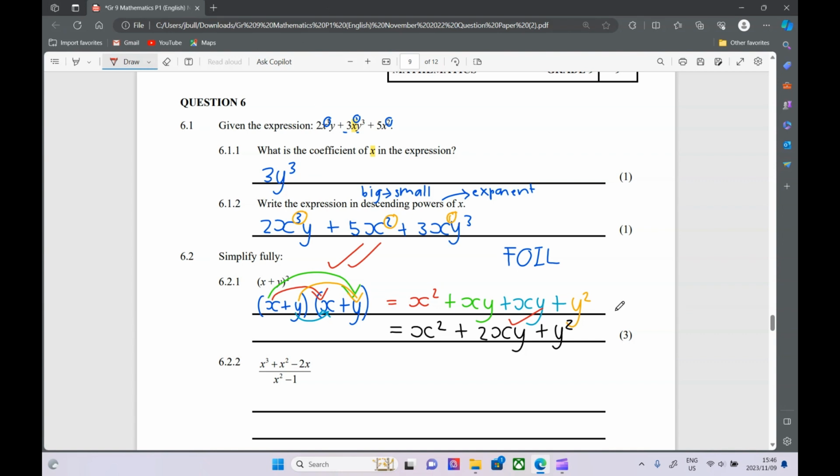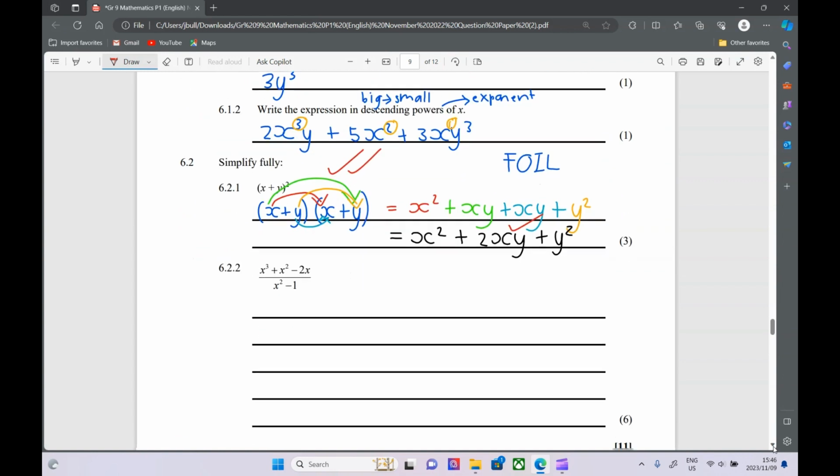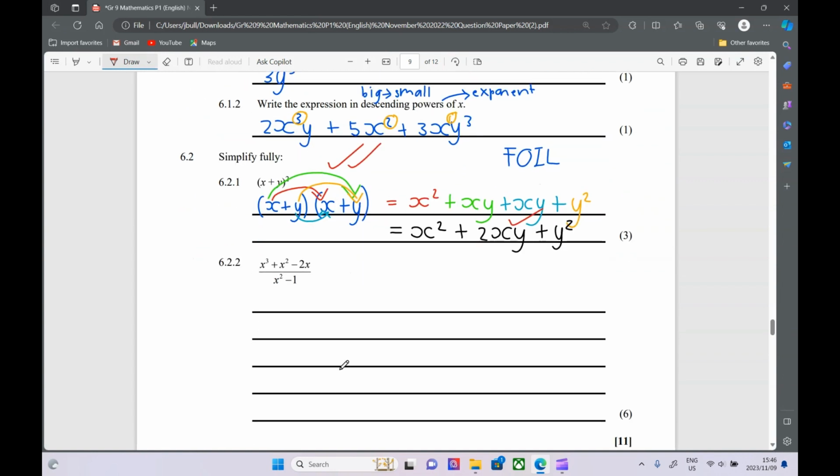Then 6.2.2 looks scary because of the fraction, but we just take it step by step. With fractions, what I try to do is simplify the top, simplify the bottom as much as we can, and then go from there. At the top, we've got x in each of these terms. You've just got to play around and see what you can do. So I'm going to take out a common factor of x at the top, and let's see what we have left.